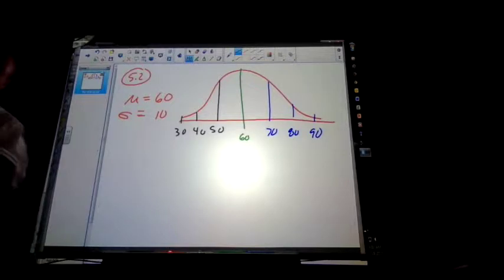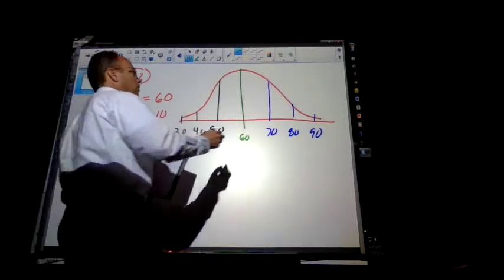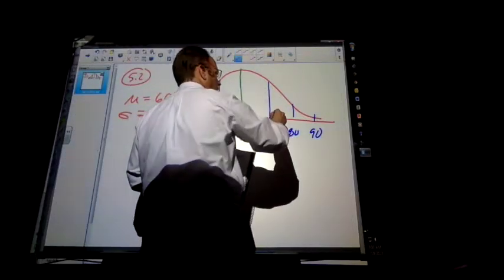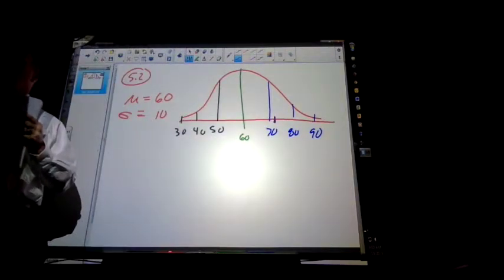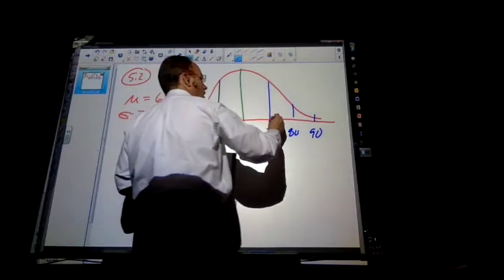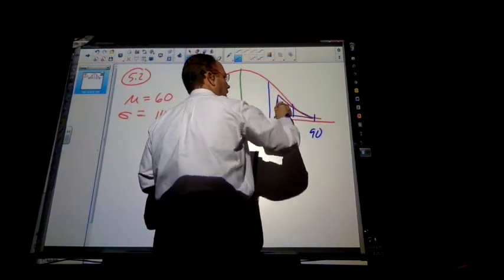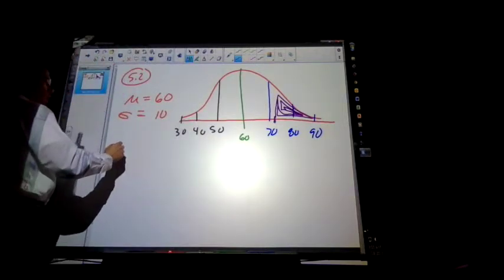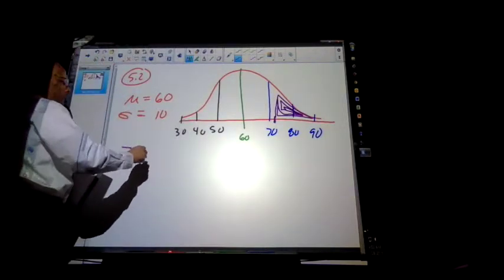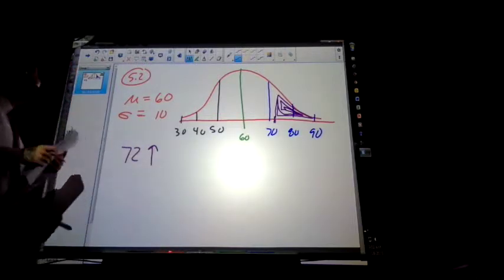Okay? So it says, this talks about these airbags and they're inflating in a certain amount of milliseconds. What proportion of airbags will take longer than 72 milliseconds? So longer than 72 is like right there. Do you agree? So the area here is our longer area. Do you agree? So what will take longer than 72 milliseconds to inflate?